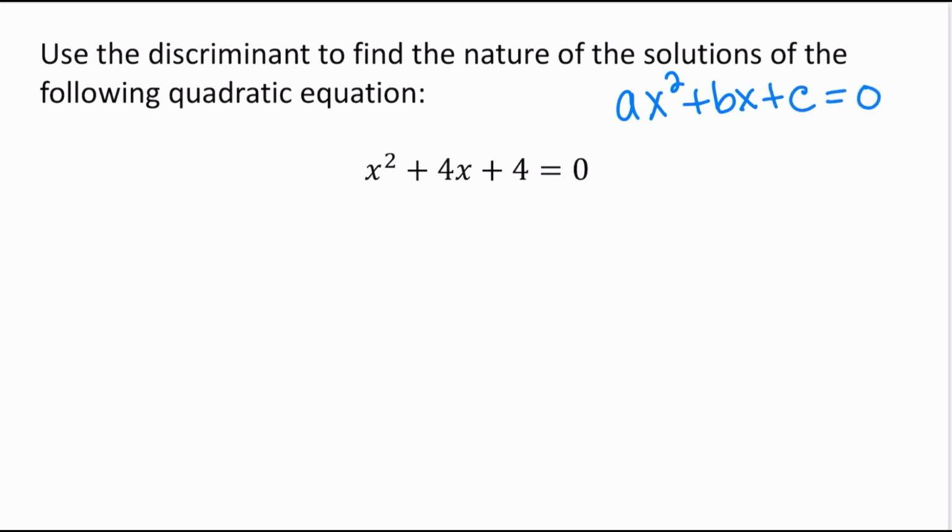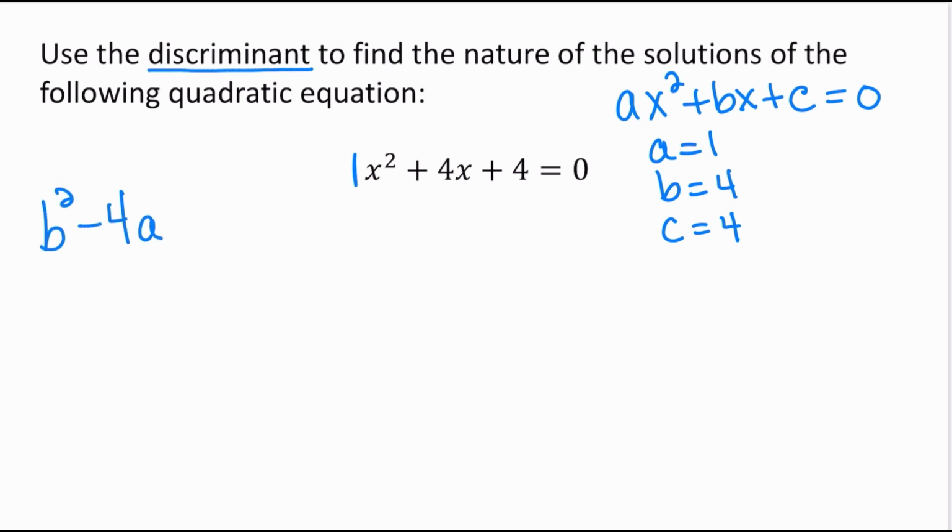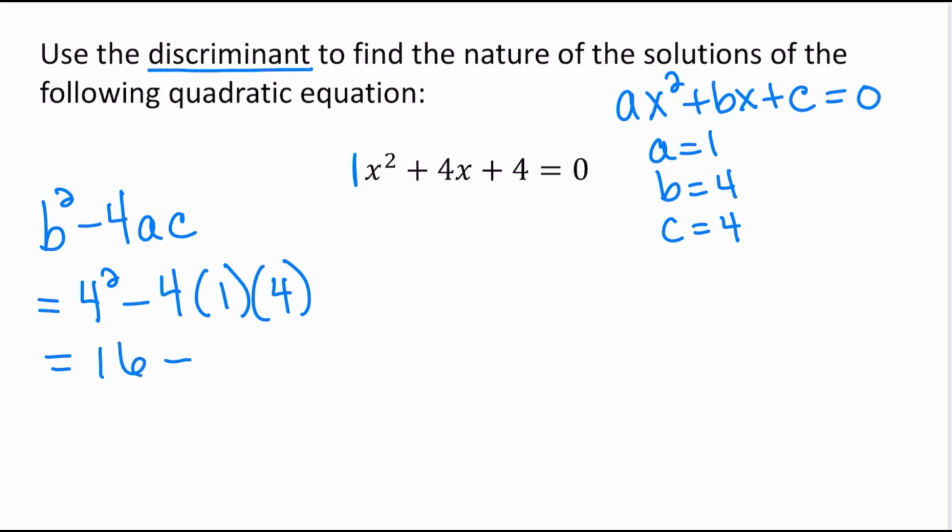Because it is written in standard form, I know the value of a is 1, the value of b is 4, the value of c is 4. Remember, there's no number in front of the x squared, so the number has to be 1. I am ready now to find the discriminant. The discriminant is b squared minus 4ac. So I'm going to substitute. b is 4 squared, minus 4 times a is 1, times c, which is 4. So I get 16 minus 4 times 1 times 4 is 16. 16 minus 16 is 0.